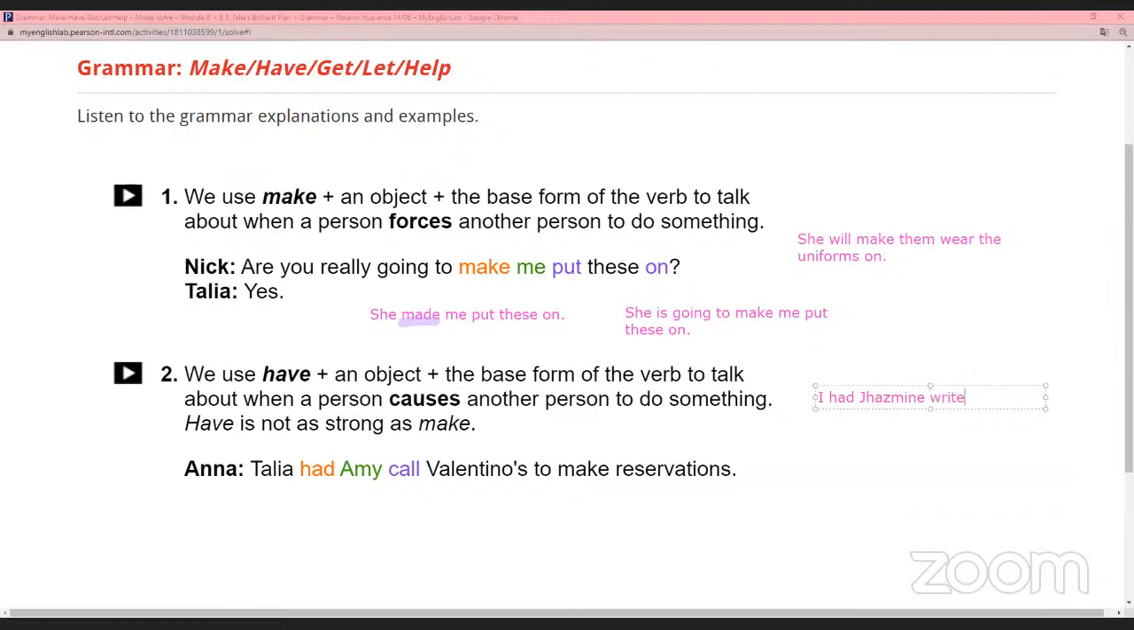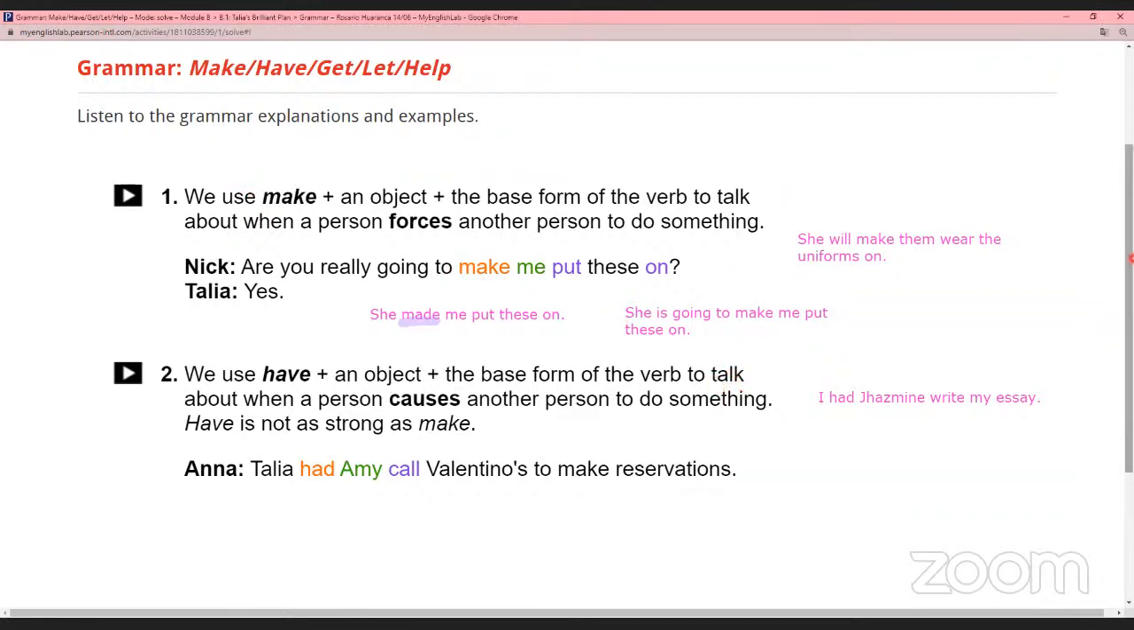write. Take care, you're not going to include the infinitive. We have the bad custom of writing the word to, the infinitive, too. I had Jasmine to write. No, it's incorrect. It's only write. I had Jasmine write my essay because I was lazy. So I convinced her to do something for me. Do you get it? It's more like a persuasion.